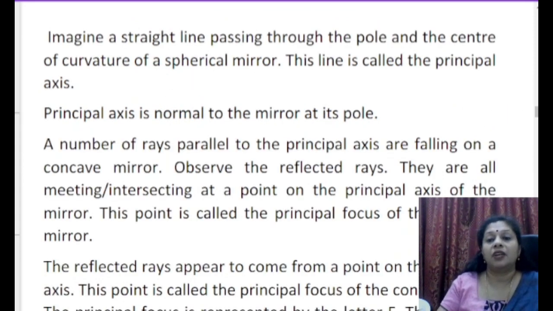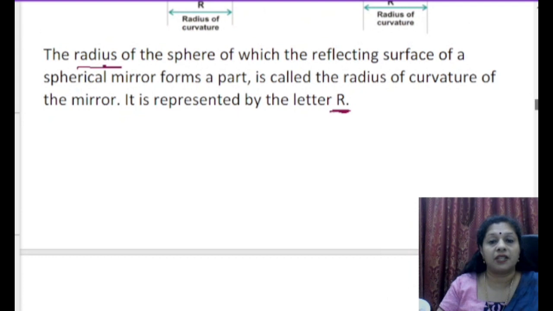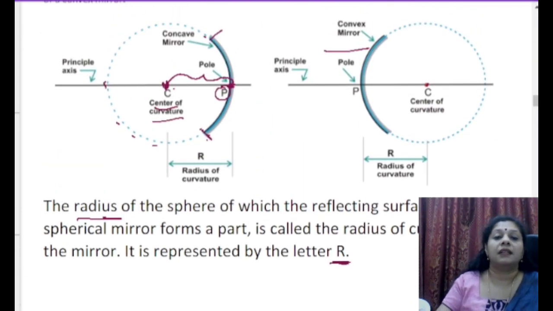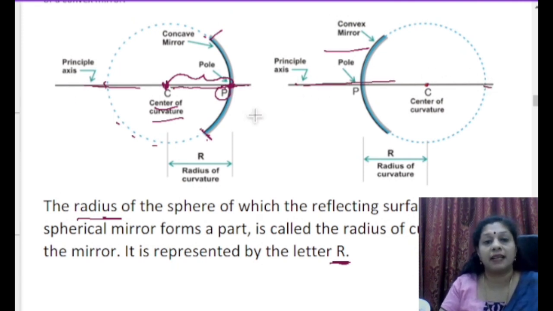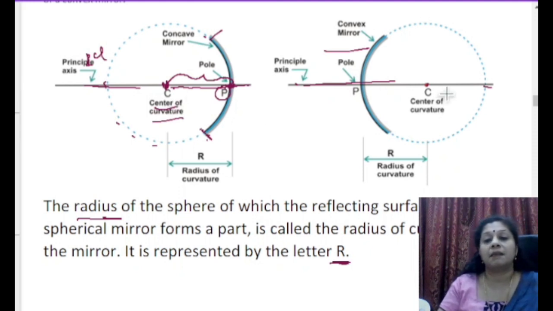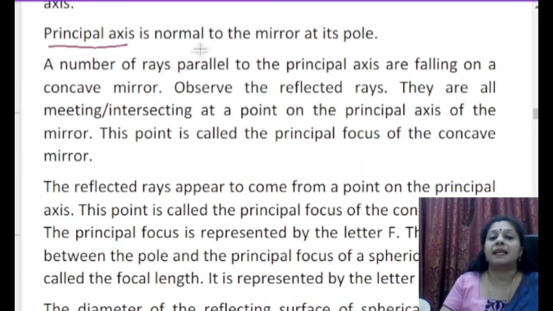If there is a line we are drawing passing through the pole and the center of curvature, you can see there is a line connecting all these center of curvature and pole, and imagine, it's an imaginary line, that is called a principal axis. This is principal axis of a concave mirror. This is the principal axis of a convex mirror. Then you can see from here till here, this is the diameter of the spherical mirror. Then that is called a aperture. Usually principal axis is normal to the mirror at its pole because it's falling perpendicular to the pole.